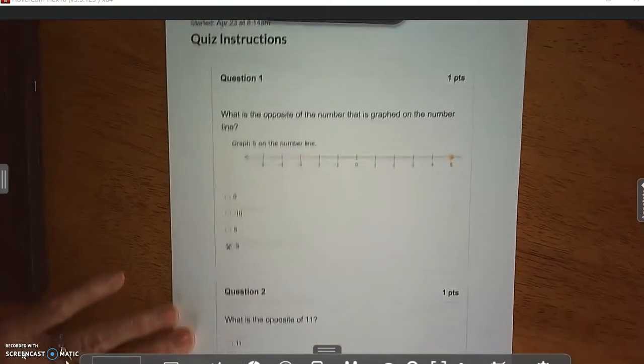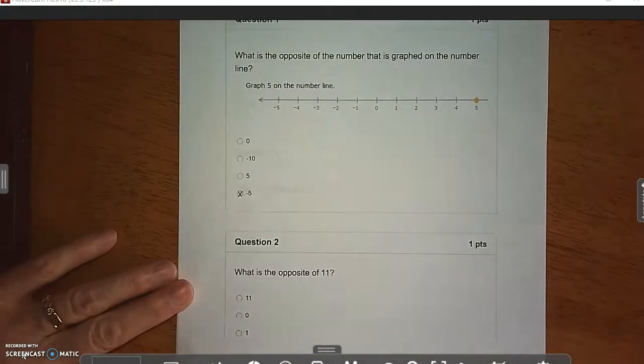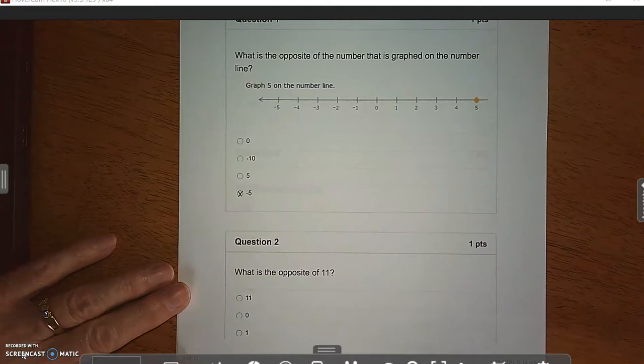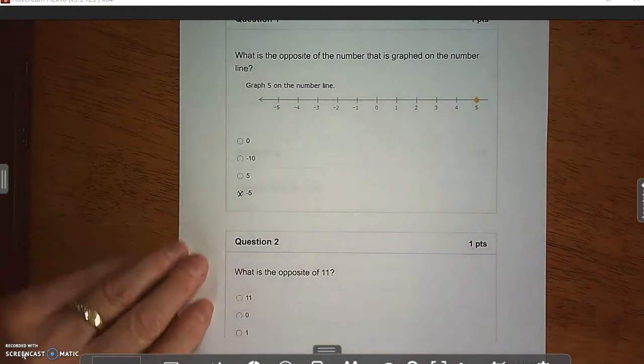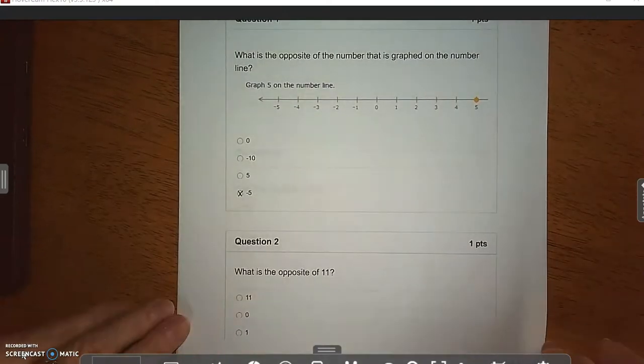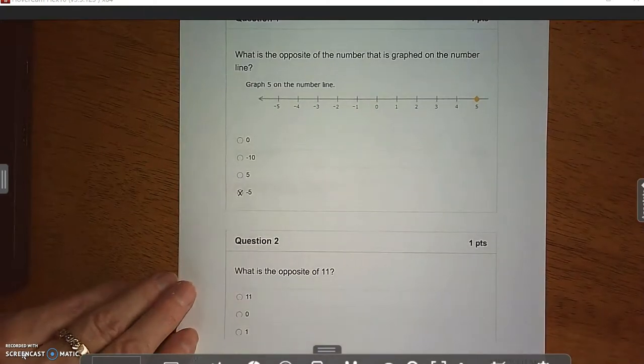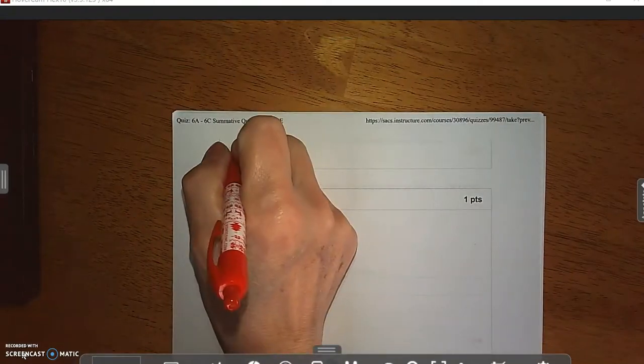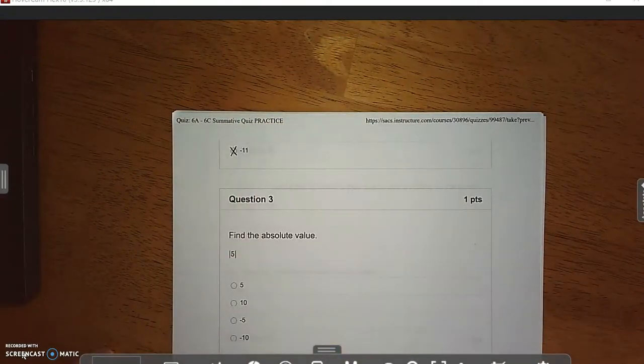All right, the next question doesn't have a number line, but it asks us what is the opposite of 11? So the opposite of 11 is going to be negative 11. The positive and negative integers are opposites of each other. So positive 11 has an opposite of negative 11. And so we would choose negative 11 as the opposite of 11.